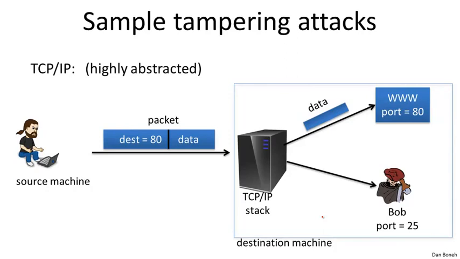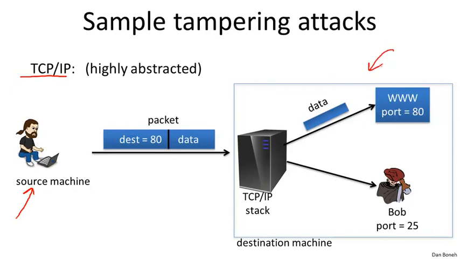So let's look at an example from the world of networking. In particular, let's look at TCP/IP. I'm going to use a highly simplified version of TCP/IP just so we can quickly focus on the attack and not get bogged down by the details. Here we have two machines communicating with one another. A user sits at one machine and the other machine is a server.